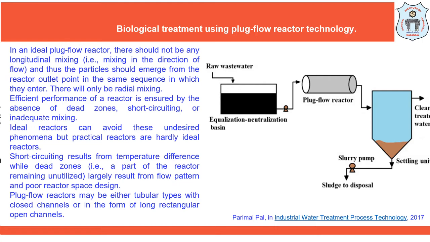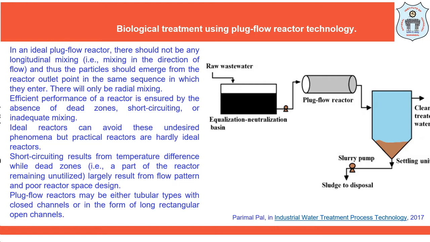This plug flow reactor may be either tubular type with closed channels or in the form of long rectangular open channels. So you can operate it as an open channel or a closed channel. Open channel means the fluid is not flowing throughout the cross section of the reactor. Only a portion is filled with water, like partially filled flow, which means that above the liquid layer we always have atmospheric pressure operating on it.